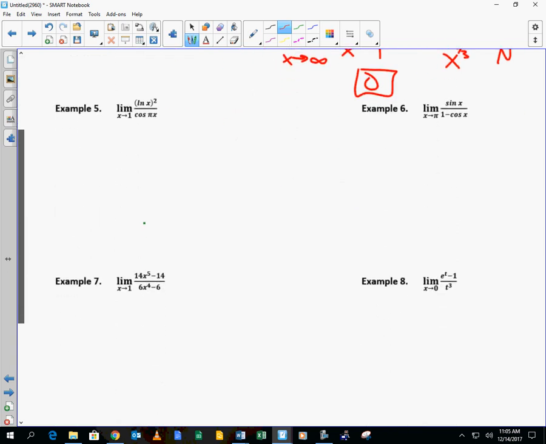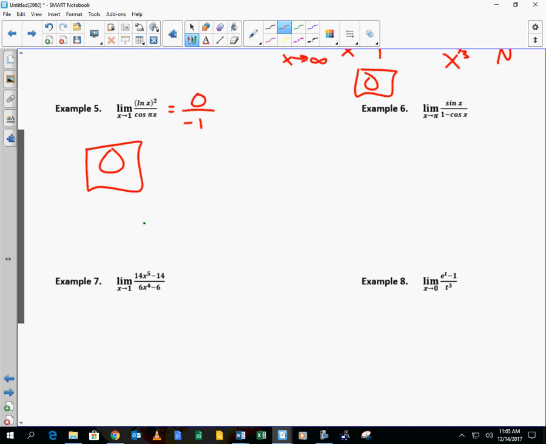Look at number 5. Plug in 1. What's the natural log of 1? 0 squared, 0. Over, what is cosine of pi? It's negative 1. No need to use L'Hopital's rule, right? That's it. How about this one?